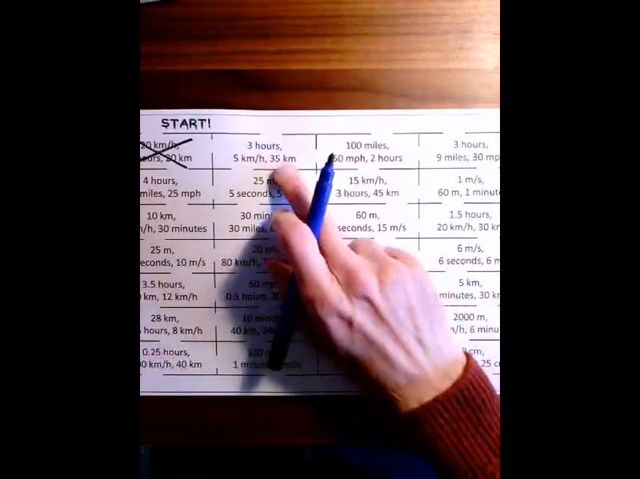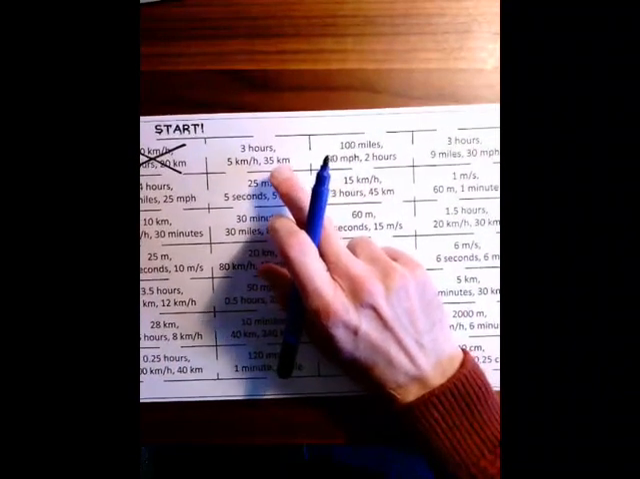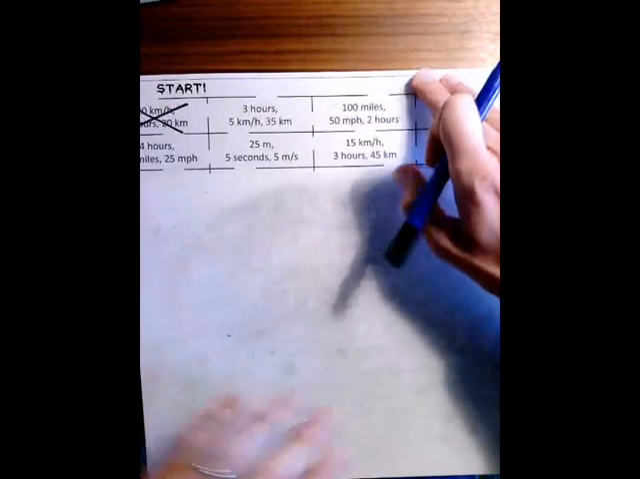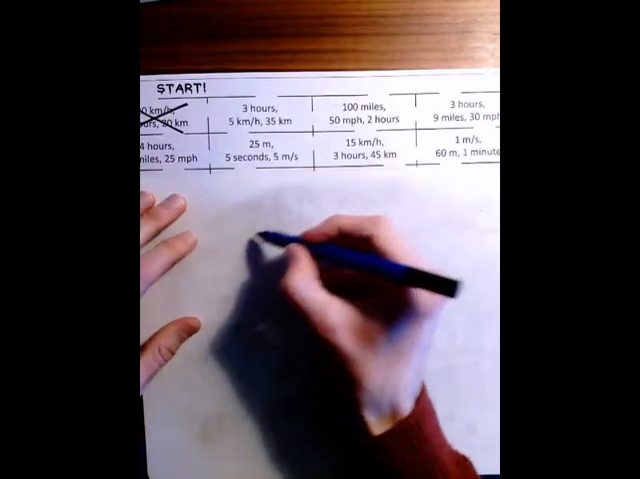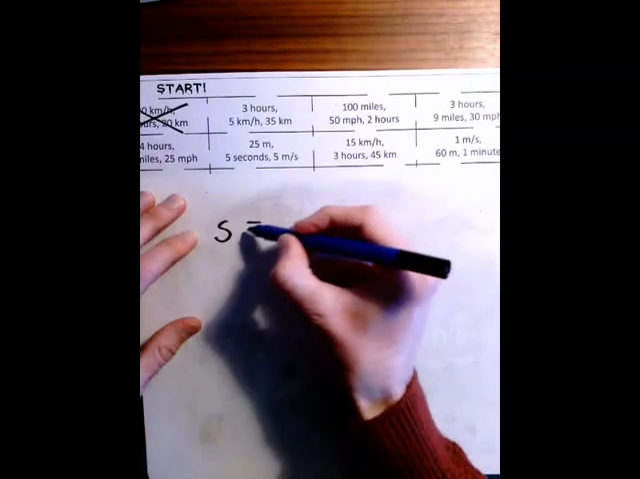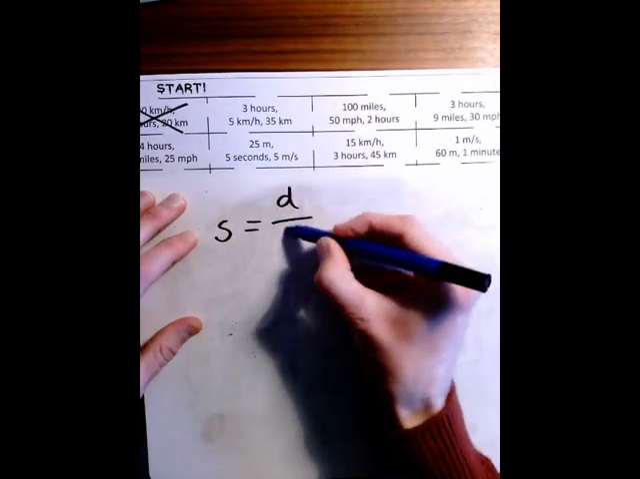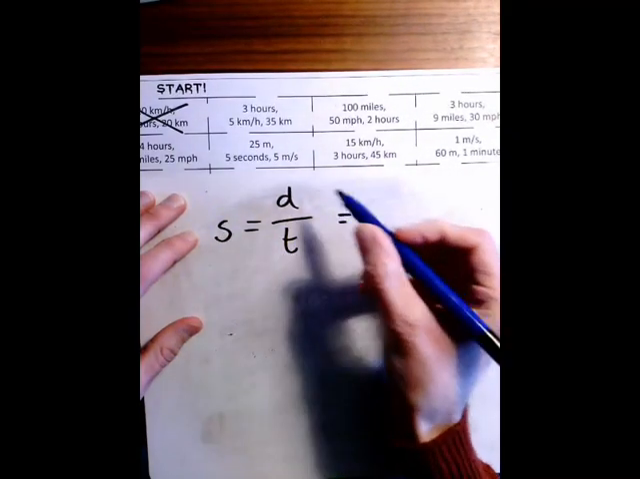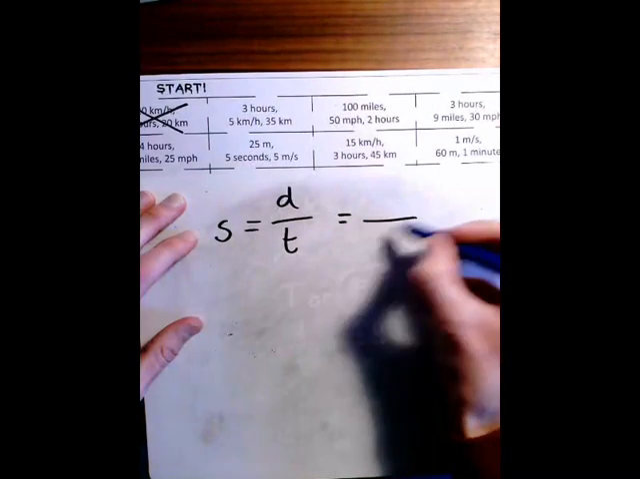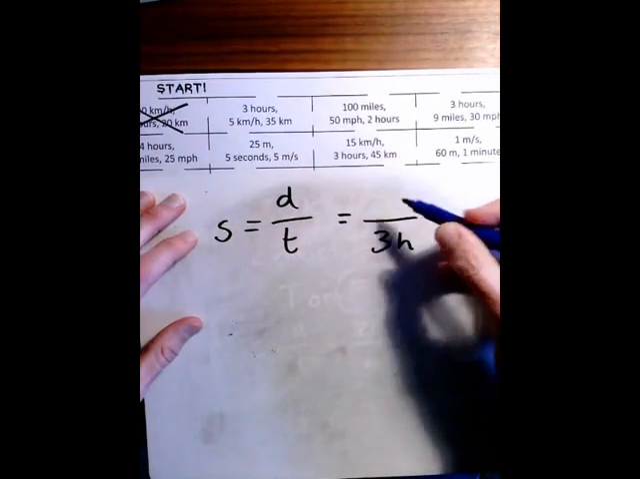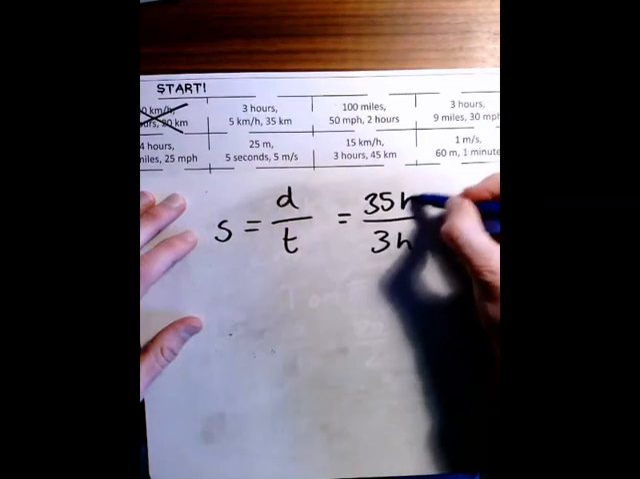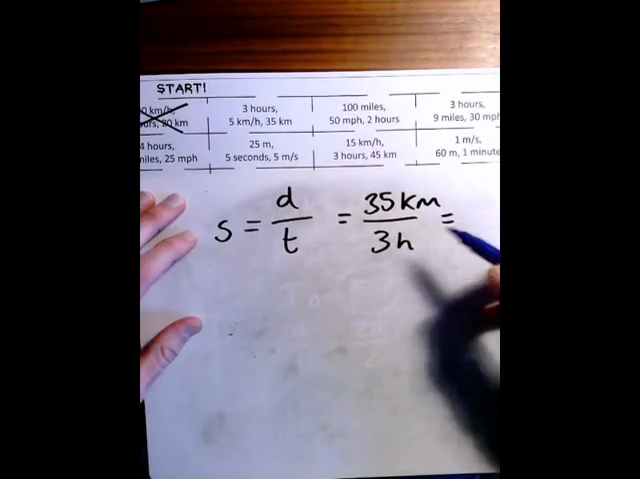Let's just have a look at this one to get us thinking again, and then I'll let you go at your own pace. So our information is we have a time of 3 hours. I'm going to input it into our relationship here. Remember, speed is distance divided by time. Well, our time is 3 hours, so that goes on the bottom, 3 hours. Our distance, what is it? 35 kilometers. Let's do that division.